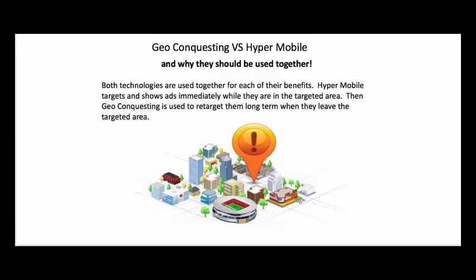We're going to look at geo-conquesting versus hypermobile and why they should be used together. You see, both technologies are used together for each of their benefits. Hypermobile targets and shows ads immediately when they're in the target area, and then geo-conquesting is used to retarget them long-term after they leave the target area, to conquest or capture the leads and the customers that are somewhere else and bring them to our clients' locations.